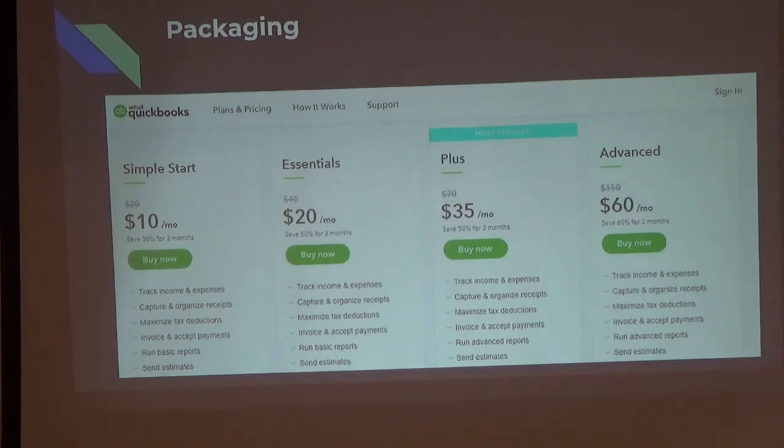So the Simple Start one: track your income and expenses, capture your receipts. These lists go way longer, and each of these builds on the next. Right here they all look the same, but if you were to look at the entire list, they differentiate at some point further down the list. But the general idea is these are packages, each geared for a different audience, each with a different price point.